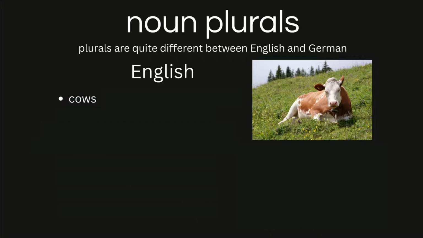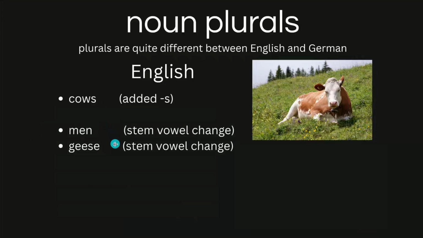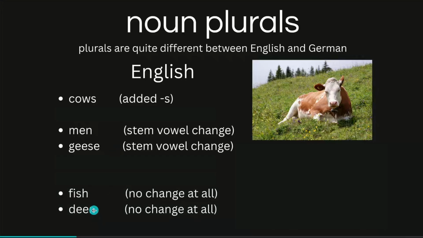In English, there are a bunch of ways you can make noun plurals. You could add an S, like cows. You could change a vowel, like man to men, goose to geese. Or you could not change anything at all, like fish and deer. For example, I want to eat a fish today. That's singular. But if I said, there are many fish in the sea, I'm implying that I'm talking about more than one fish. I'm talking about many fish.